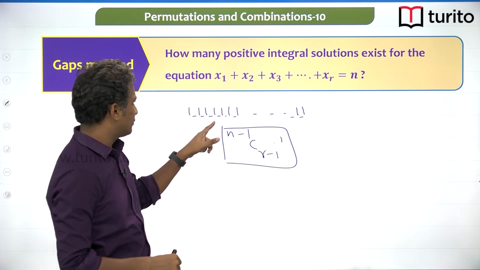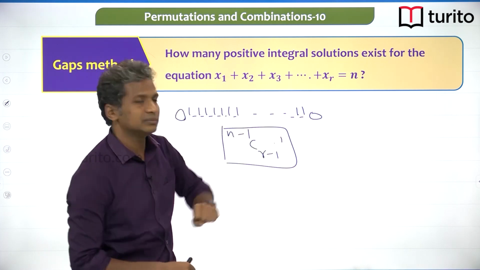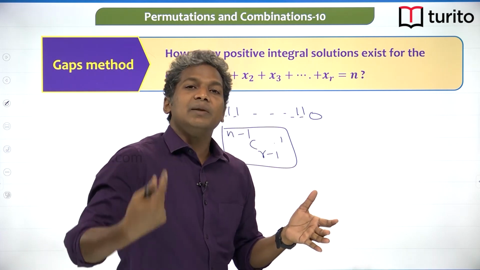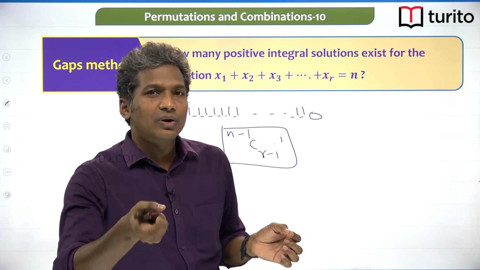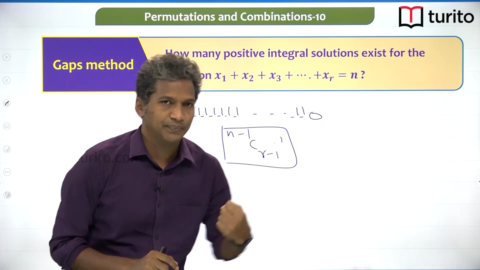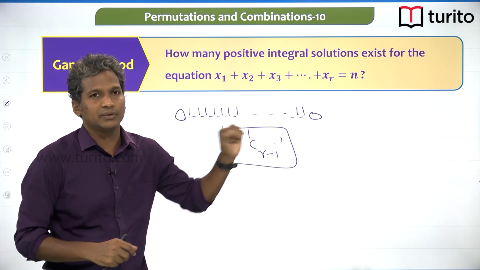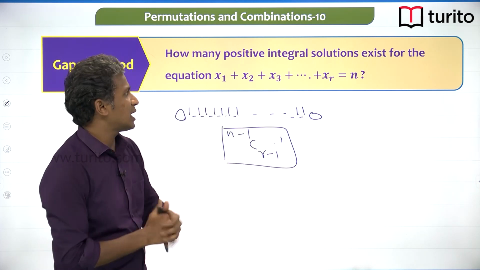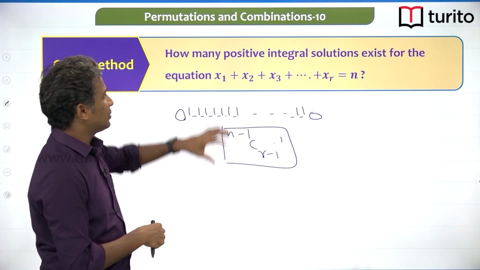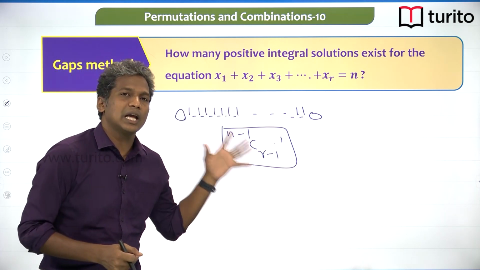So here if you observe, we did not take the gap here, we also did not take the gap here. Because if a flag comes in the very beginning, it means x1 is becoming 0, which is not allowed, because the minimum value of x1 is 1. So there should be at least 1 before we put the first flag. This way we can understand the idea of positive integral solutions. So here I have explained how to do this question using the gaps method.